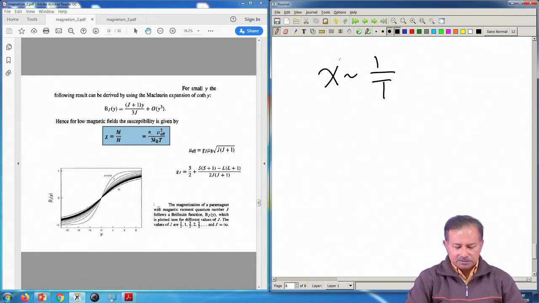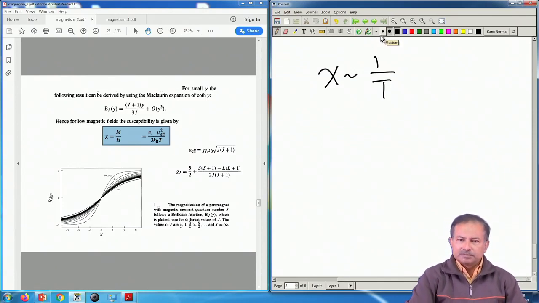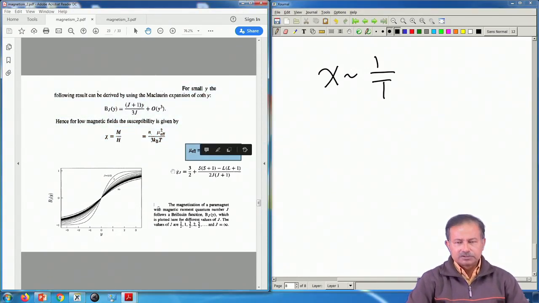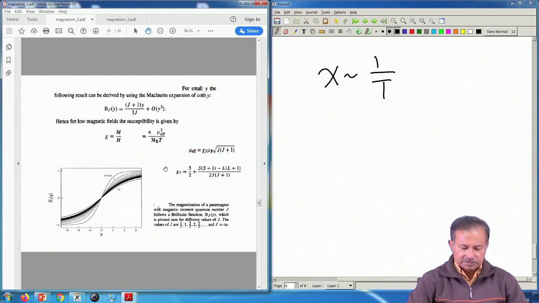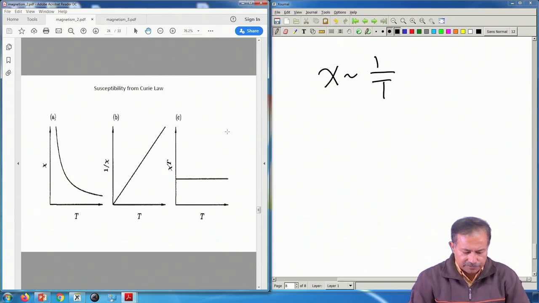magnetism, and that is followed more or less nicely by paramagnetic systems where there are free moments. Of course, there will be deviations and we will discuss those when we come to them. So, this is susceptibility from Curie's law.